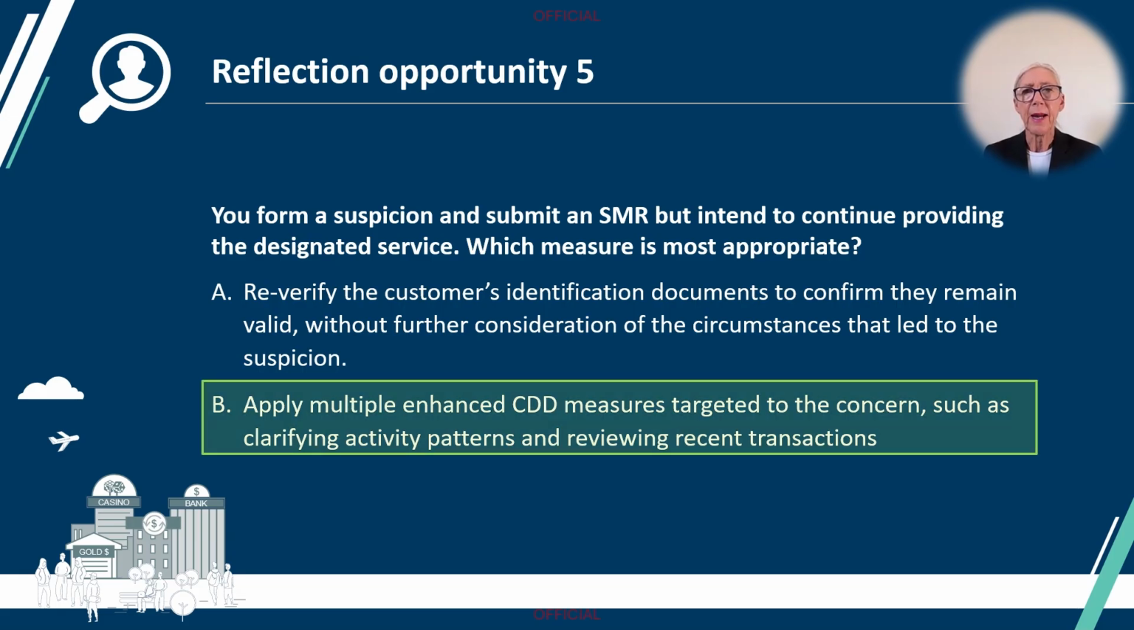The correct answer is option B. In this scenario, forming a suspicion means you must reassess the customer's MLTF risk. Applying multiple enhanced CDD measures targeted to the concern, such as clarifying activity patterns and reviewing recent transactions, is the most appropriate response. Option A is not sufficient on its own.